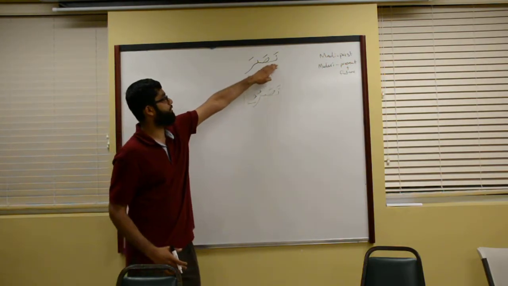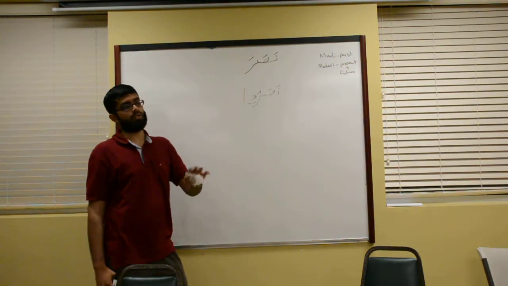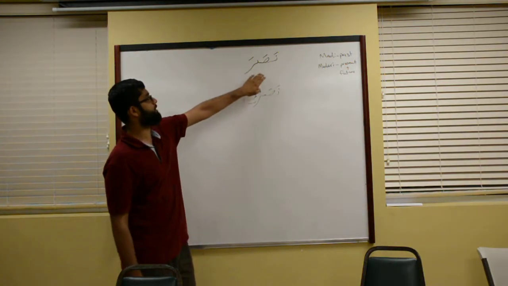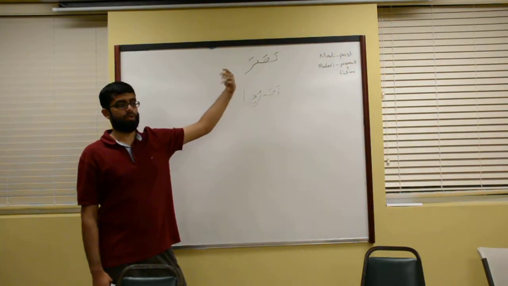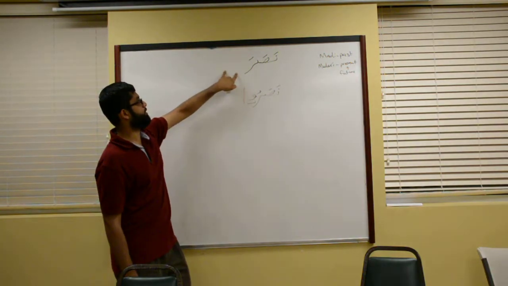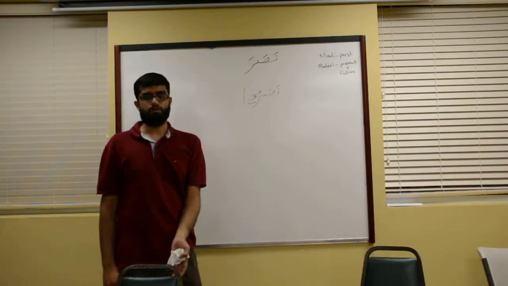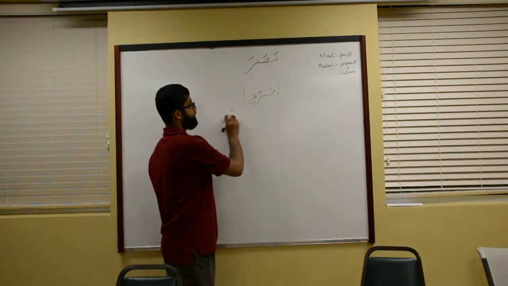But if it's nasara, for he helped, the fa'il can be present or it can be hidden. If I say nasarallahu, Allah helped or Allah gave victory to, then the fa'il is present. But if I just say nasara, he helped, then the fa'il is missing or hidden.